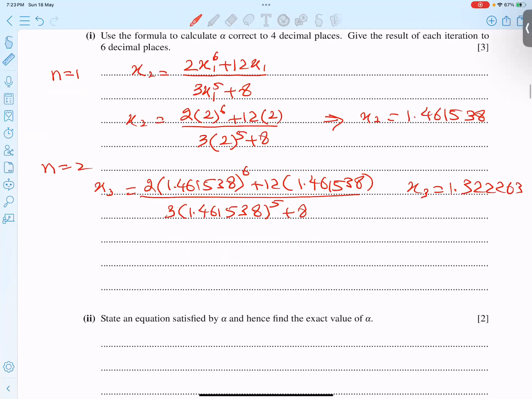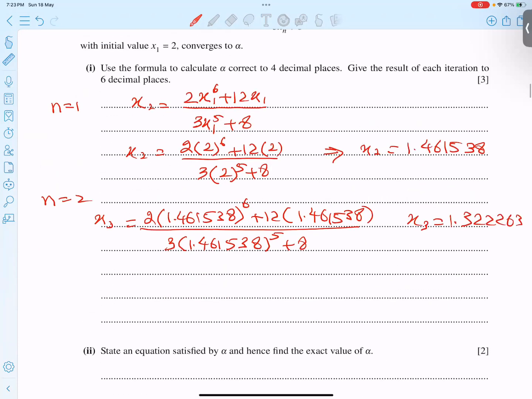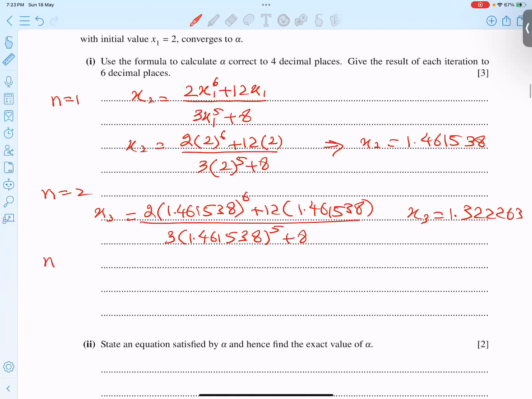And students, now I will check it. It must be a correct answer to 4 dp, but still it's not matching. So I have to check the next number. When I check the next number, I replace every n by 3 now. So I got x4. This value will come in each bracket.